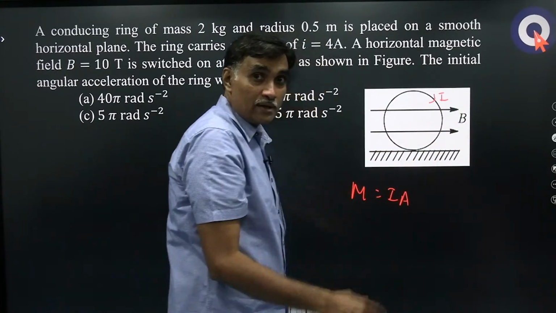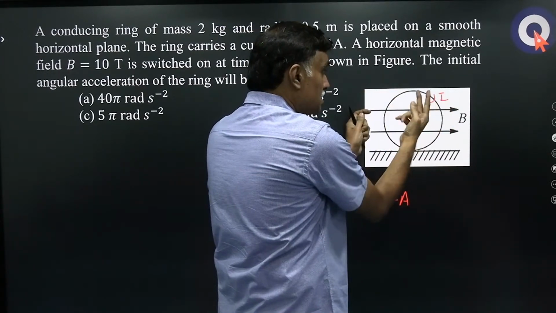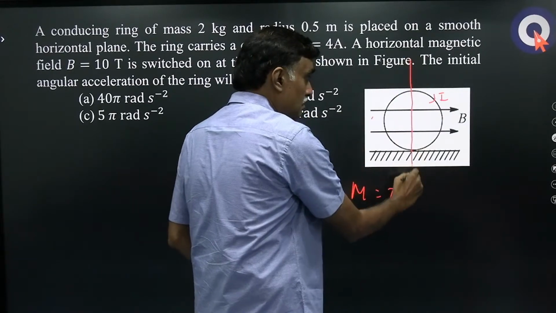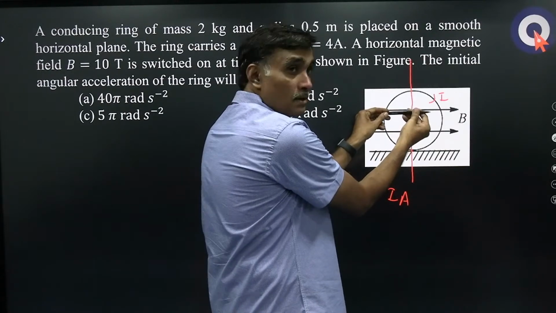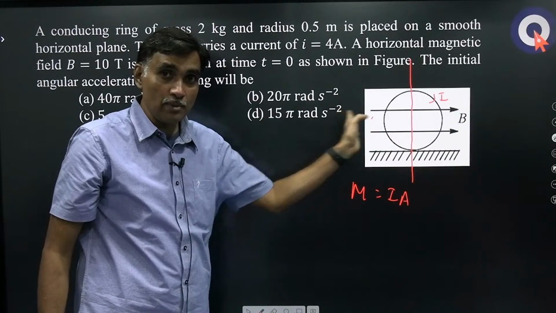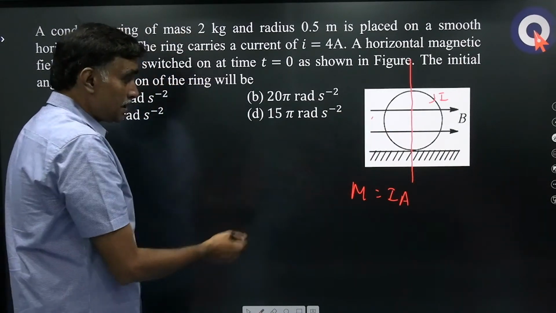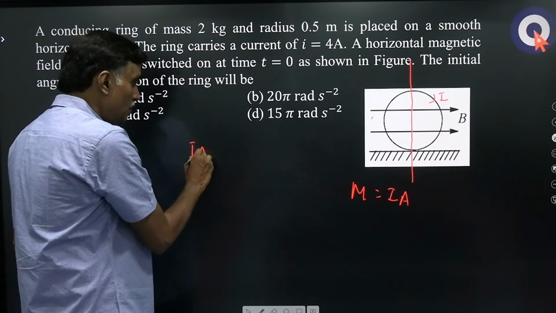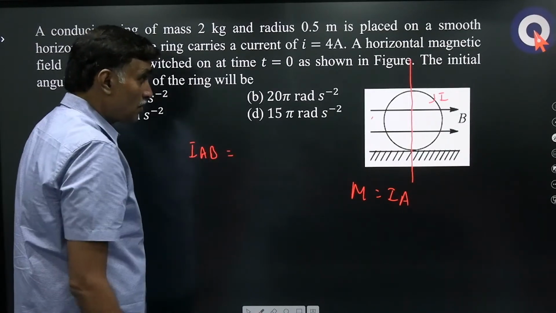Then the torque due to the magnetic field is m cross B, that is like this. So this ring starts rotating like this about this axis because of this torque m cross B. But m is going into the page, B is in this direction. So initially the angle between them is 90 degrees. So initially the magnitude of m cross B is m into B. So I into A into B, that is the torque, that is equal to moment of inertia into alpha.